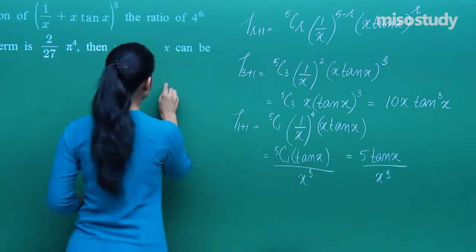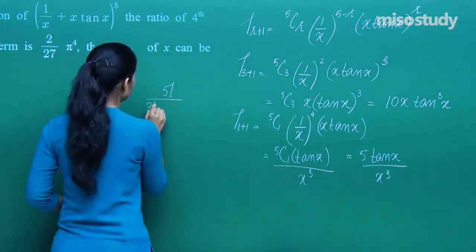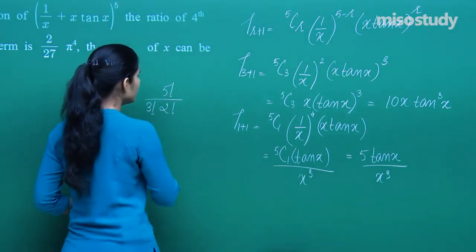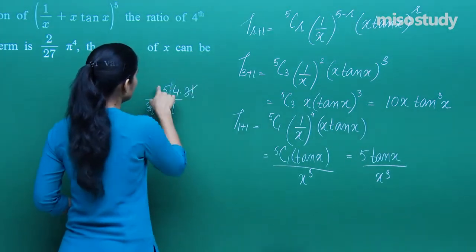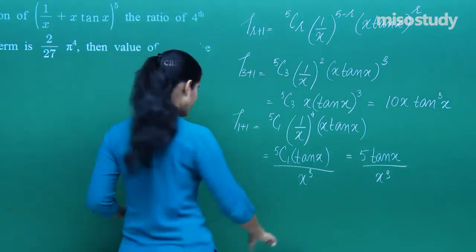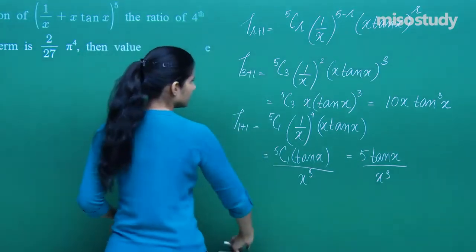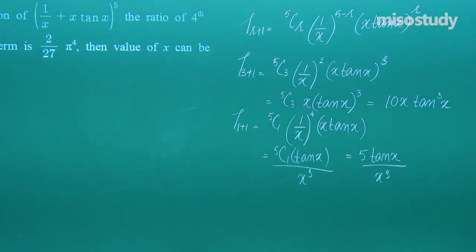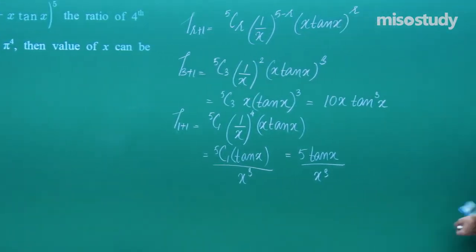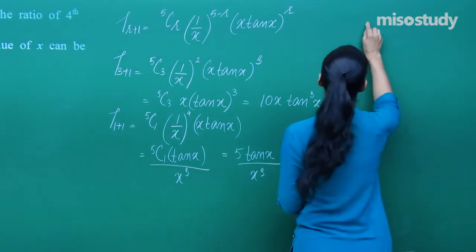Right? Why? Because this is 5 factorial upon 3 factorial into 2 factorial, which makes this 5 into 4 into 3 factorial, 20 upon 2, that is 10. So 5C3 is 10. Now it is saying ratio of fourth term to the second term. So what is this trying to say? It is saying ratio of fourth term to the second term.